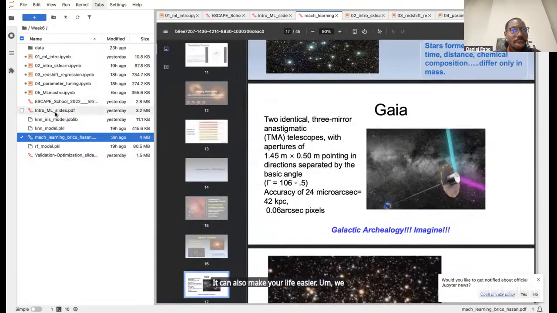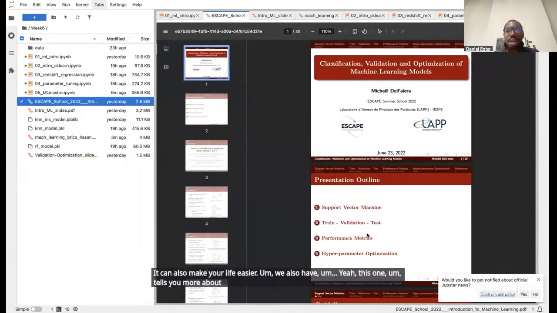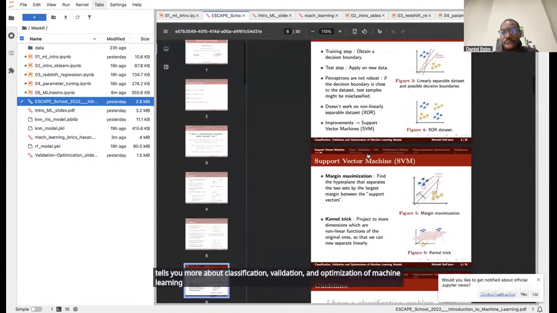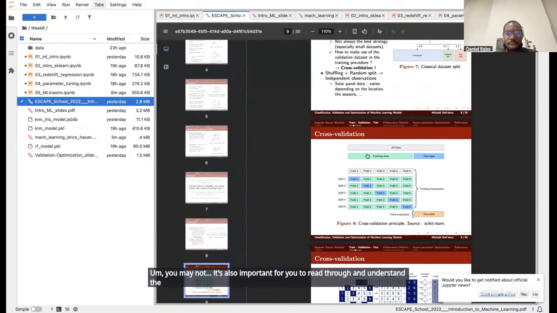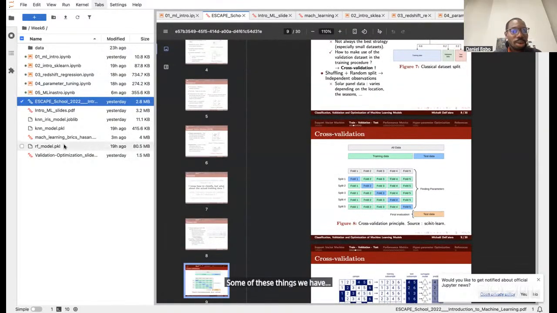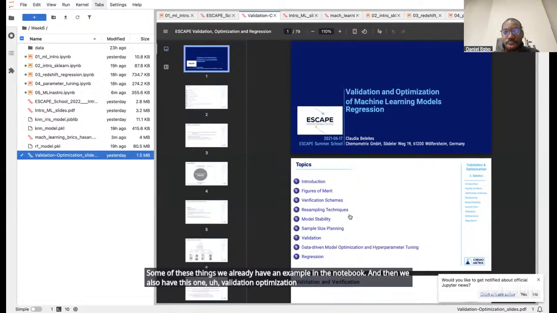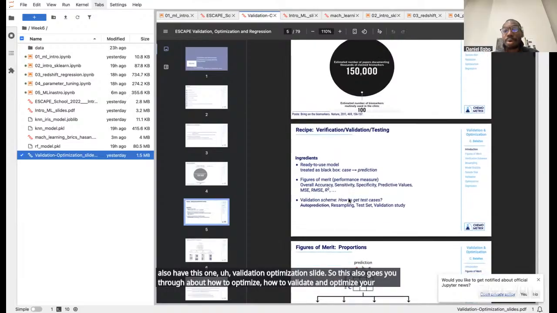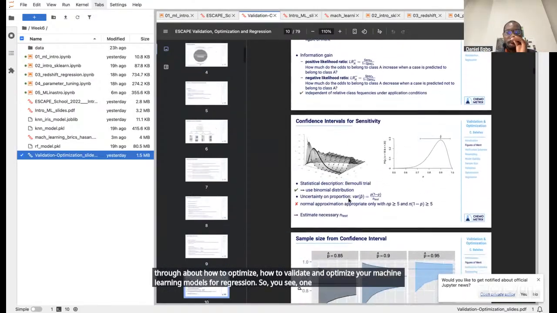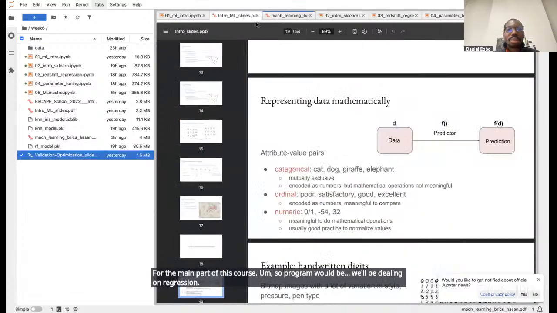We also have this one, which tells you more about classification, validation, and optimization of machine learning models. It's important for you to read through and understand the concepts. Some of these things we already have an example of in the notebook. And then we also have this validation optimization slide, which goes through how to validate and optimize your machine learning models for regression. So you see, one is for classification, one is for regression. For the remaining part of this program, we will be dealing with regression and classification.